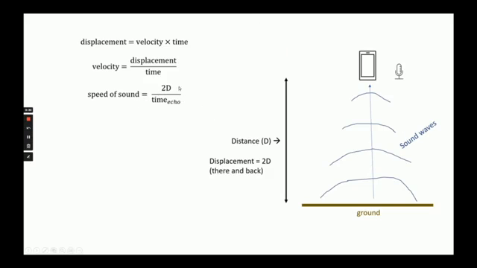Now, why is it twice the distance? Because the sound has to bounce off the ground and back to the phone, since it is an echo, which means that the displacement is there and back, or twice the distance.